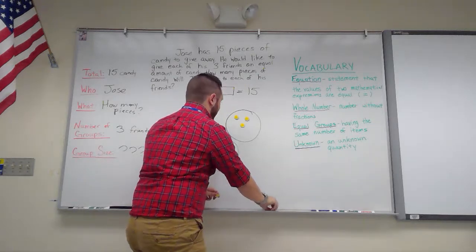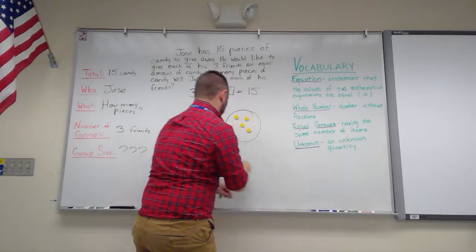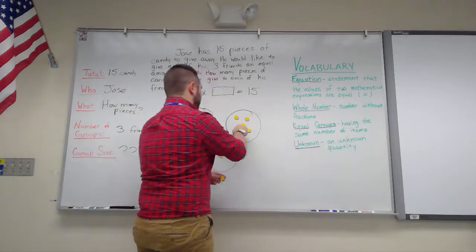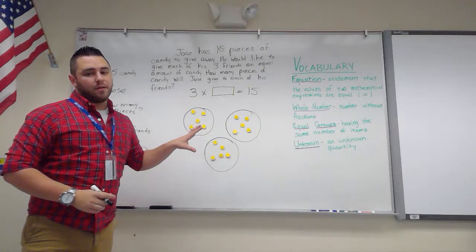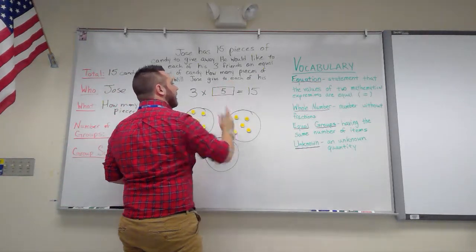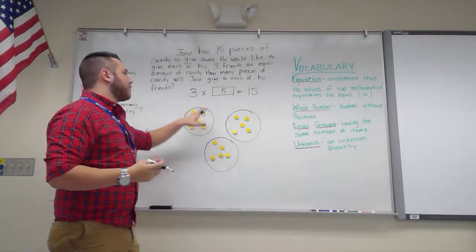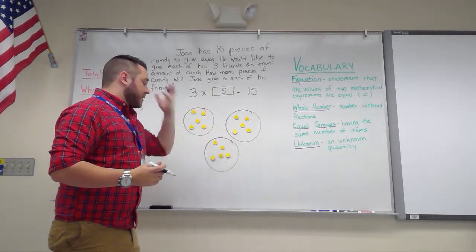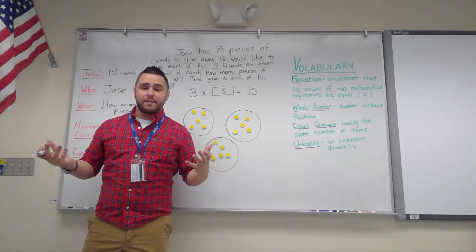And basically by the time that they were finished, they would be able to see that each of Jose's friends receives 5 pieces of candy. So nobody gets more, nobody gets less, everybody has the same amount. And we can plug that into the equation, and if they know some of that multiplication, they'll know that 3 times 5 is 15. They can see that visually represented here, and so that is the lesson.